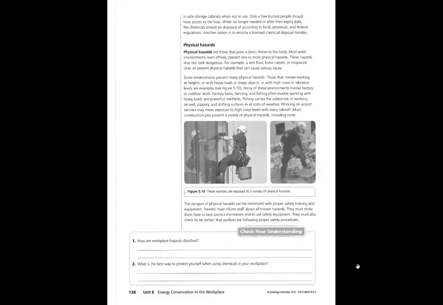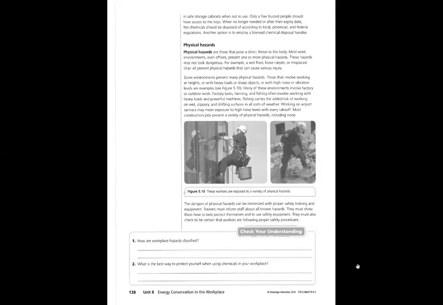Fishing could involve machinery, depending on the size of the boat you're on and what you're using to bring in nets or however you're fishing. Also, it could be wet, slippery, right? The wind, different types of weather. So you want to be extremely careful if you're in that type of environment.